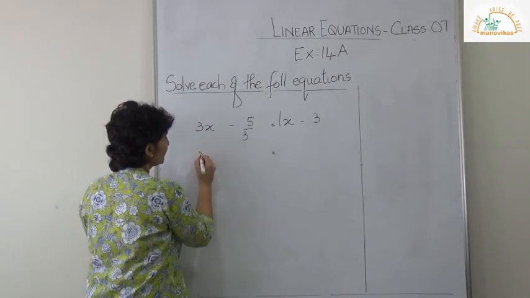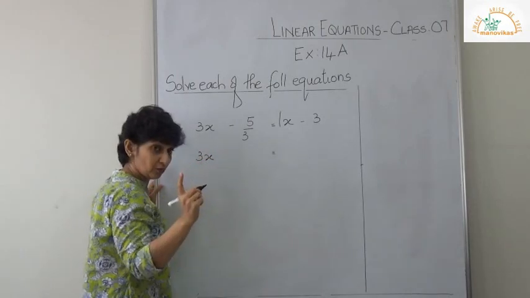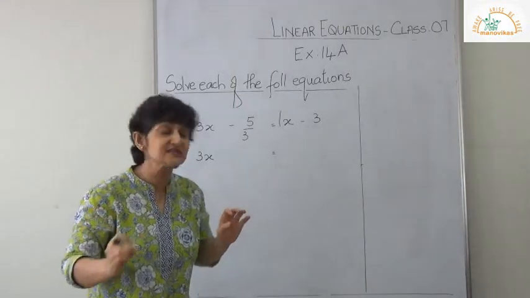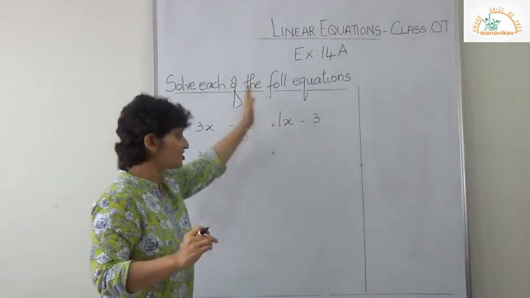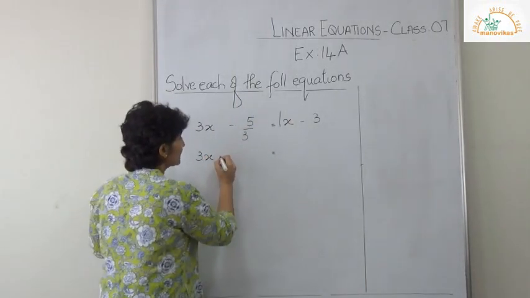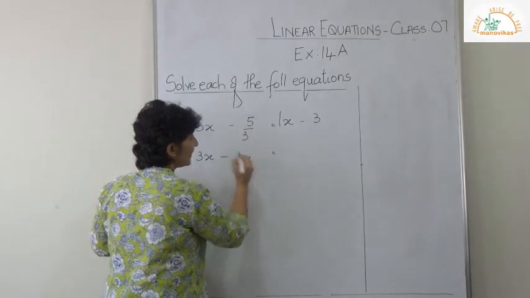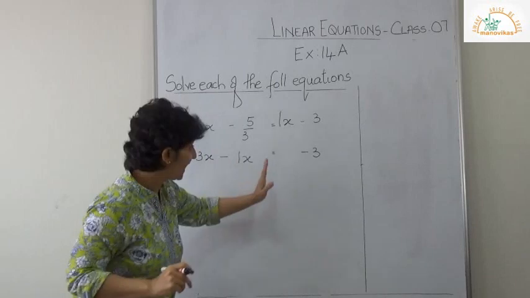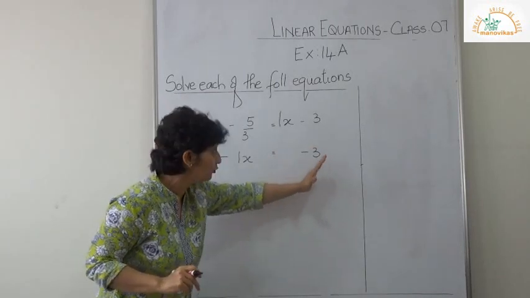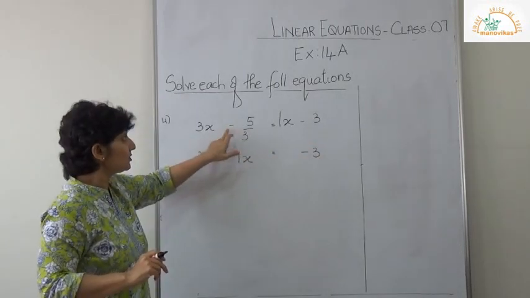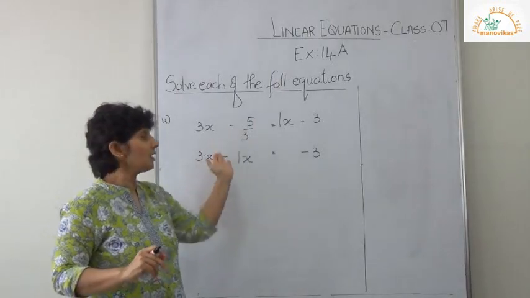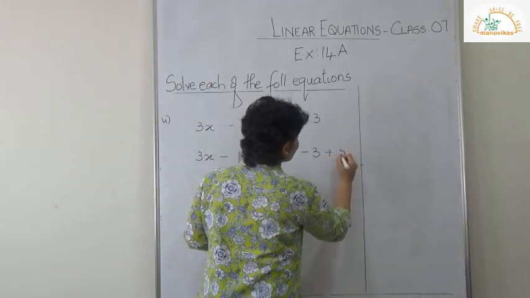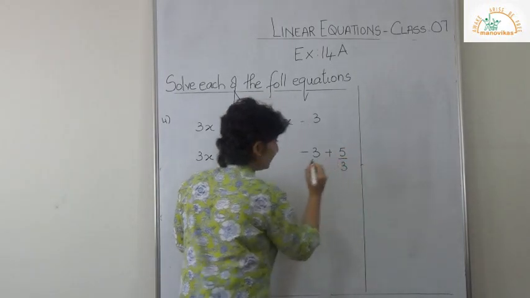So I have 3x. Now this means 1x. 1x means plus 1x. So when I shift it this side, it becomes minus 1x. I have minus 3 here. Let it be as it is. It is this side of the equal to. I've just brought it down. The minus 5 upon 3. When I take it that side, it will become plus 5 upon 3.